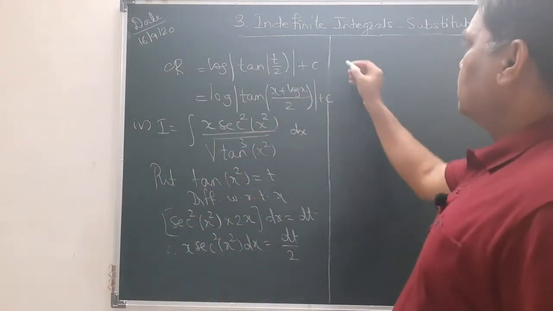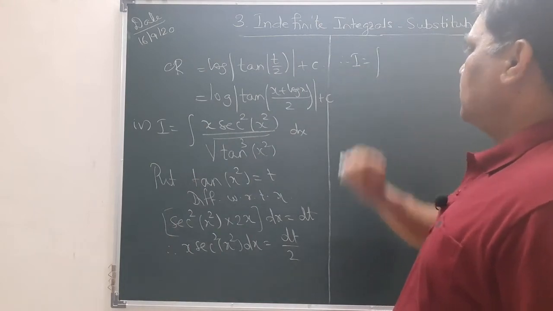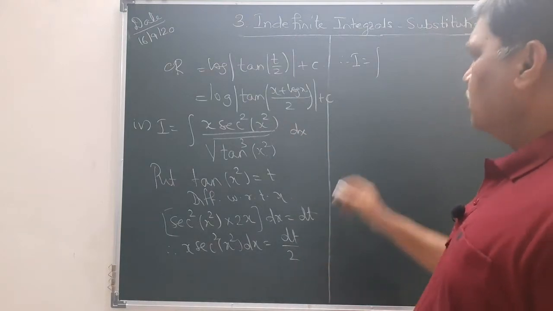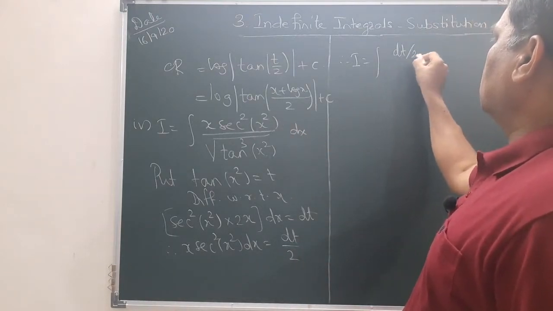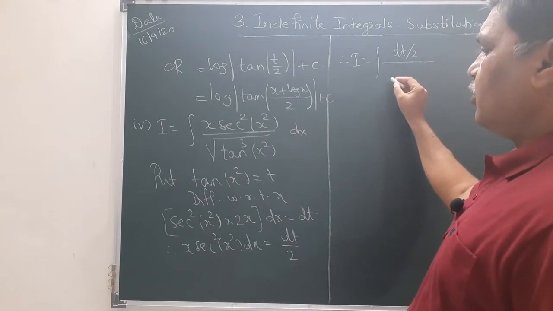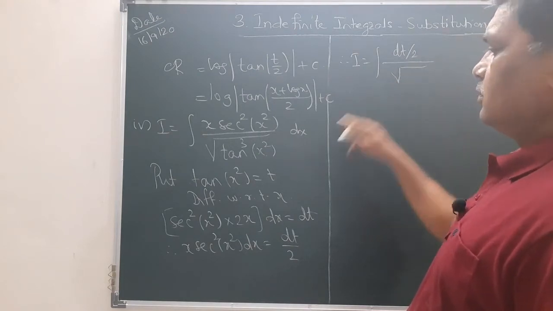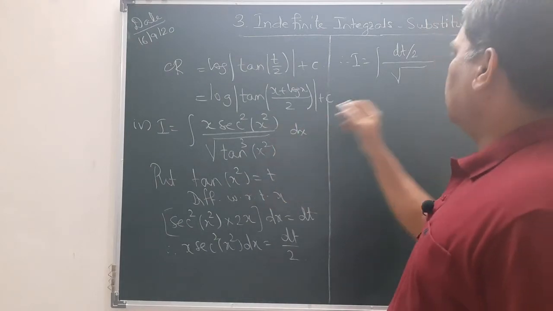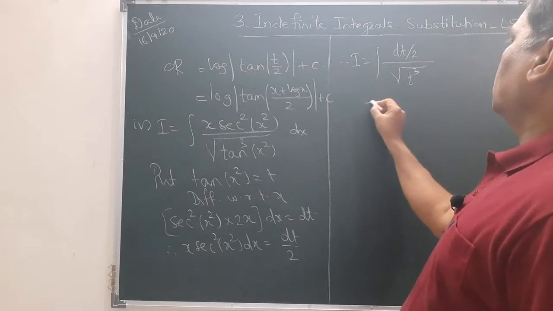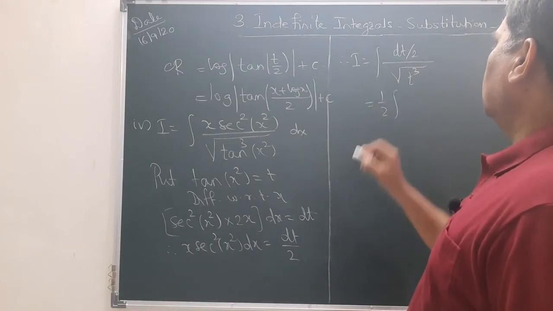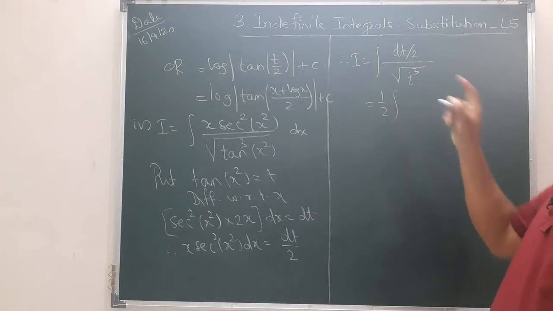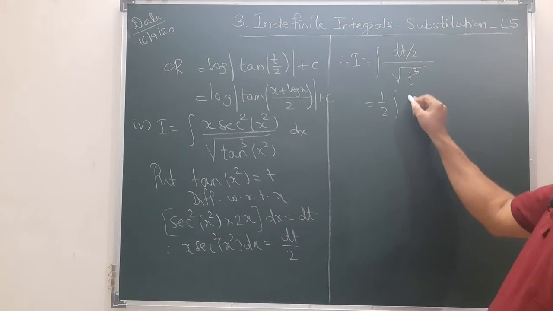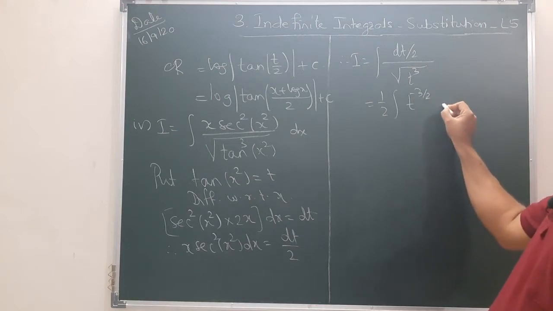Therefore, with this substitution, I is equal to x sec square x square dx, which is dt by 2, upon the square root of tan x square, which is t raised to 3. Which is equal to half times the integral of square root of t raised to 3, meaning t raised to 3 by 2. Is it right? So we will get t raised to minus 3 by 2 dt.